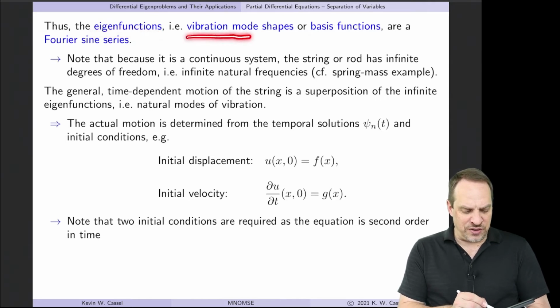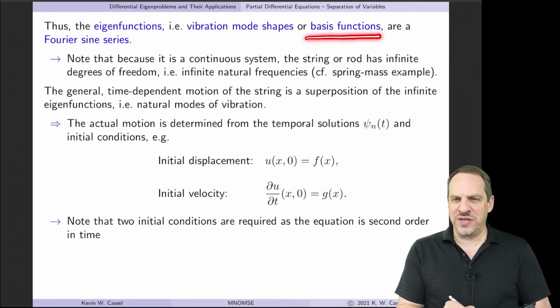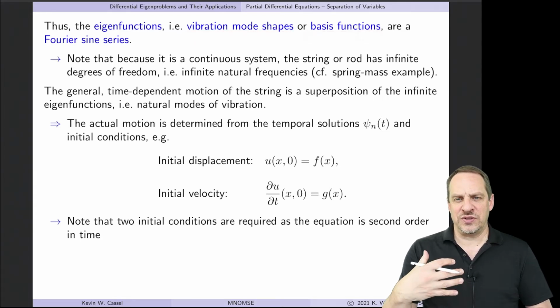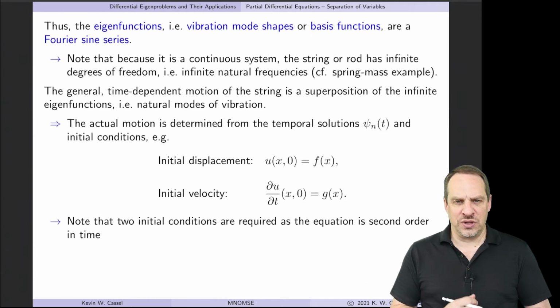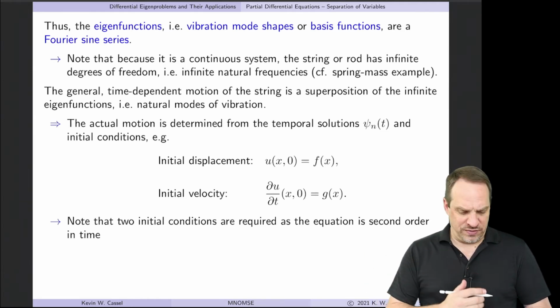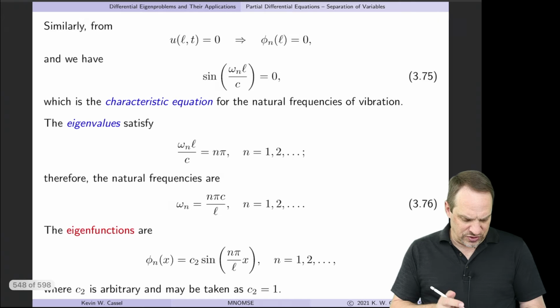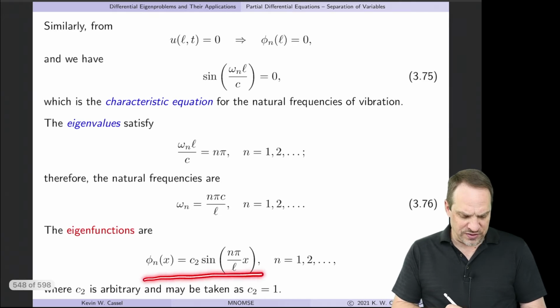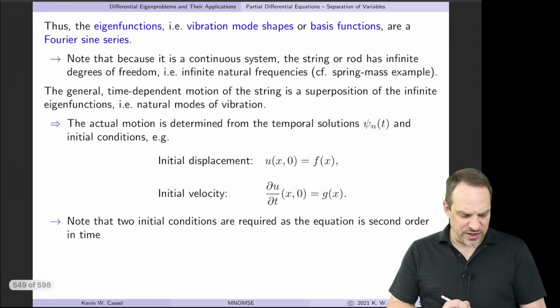They are also then physically the vibration mode shapes, or we can refer to them as basis functions, because they're going to be the functions that are going to form the basis for the solution of the vibrating string. And they're Fourier sine series. So you can see here the phis, the mode shapes, are just sine functions. So it's a Fourier sine series, of which we have an infinity of them, as usual.